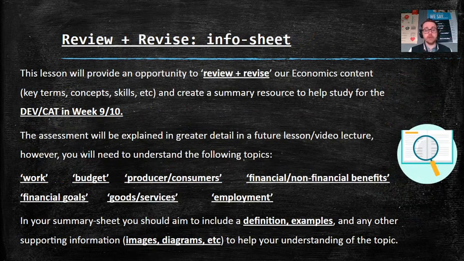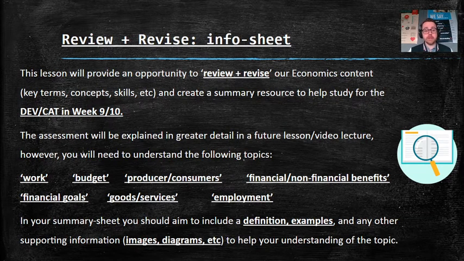So this lesson will provide an opportunity to review and revise our economics content. So you're looking at key terms, so defining a few key terms, key concepts, so topics, skills, etc. And it will provide you with an opportunity to create a summary resource that you will be allowed to use to study for the Dev and the Cat in Week 9 and Week 10. So that's next week. Week 9 starts, I believe, on June 8th.